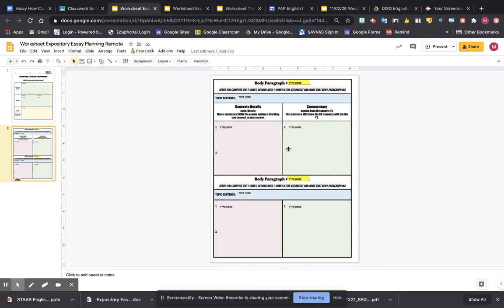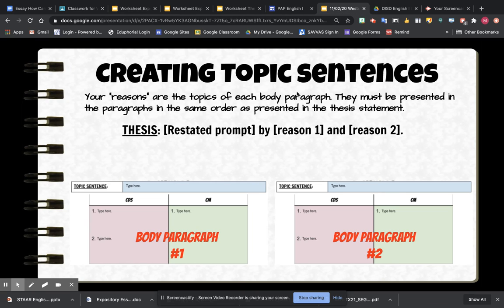Also, once you've done your T-charts, you can decide which paragraph you feel is the strongest, and then number it up here. Body paragraph number 1 might be your strongest, or this one could be your strongest, so you would put body paragraph number 1 or body paragraph number 2. It just depends on how strong you think your writing is. I know it says body paragraph 1 and 2, but I'm giving you the option to choose which one you think is your strongest. Remember, you want your strongest to be your second body paragraph because you want to end strong.